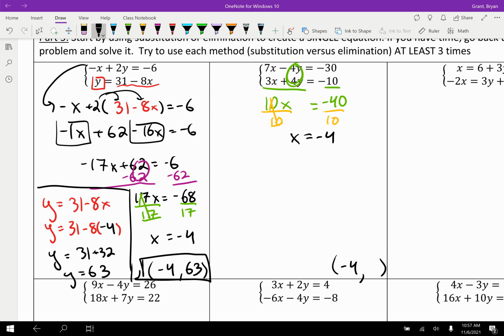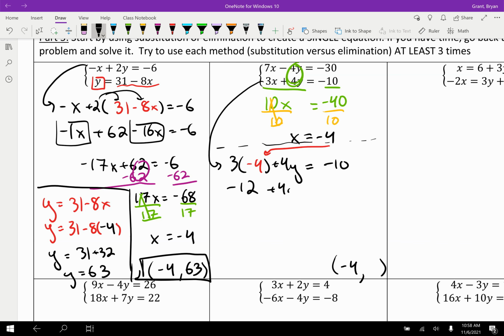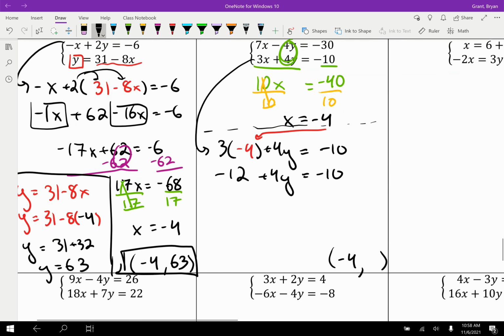Now, the nice part with elimination is usually the beginning is faster to find the first variable, but then for substitution, it's faster to find the second. I think we'll see the same thing here. So it doesn't matter which equation you pick. I'm going to pick the bottom one. It has slightly smaller numbers. 3 times x plus 4y equals negative 10. And we'll replace with the x that we found. This gives us negative 12 plus 4y equals negative 10.